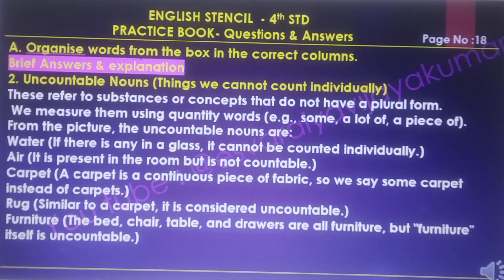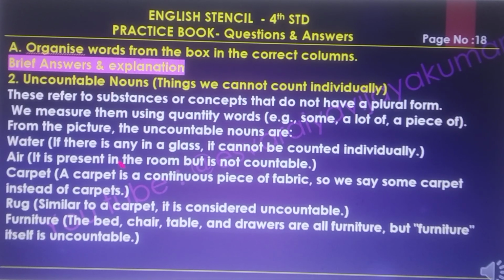And this is point number 2, uncountable nouns. Things that cannot be counted individually. This refers to substances or concepts that do not have a plural form. We measure them using quantity words. Examples: some, a lot of, a piece of.